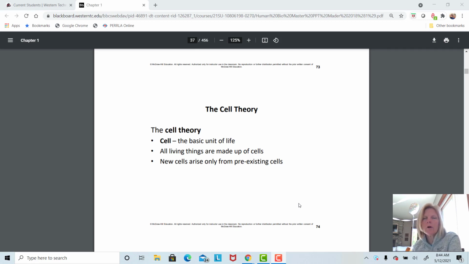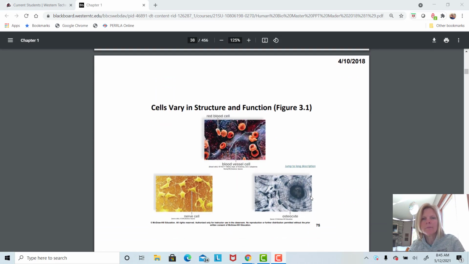So when we talk about how the heart contracts to pump blood, it's the cells of the heart that are contracting to pump the blood. So we look at the functions of the human body by looking at the cells of the individual organs throughout the body and what their functions are. So they're very unique depending on the body system.